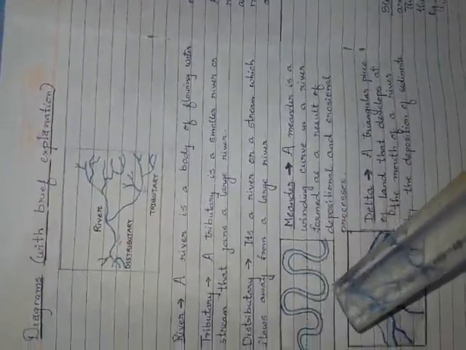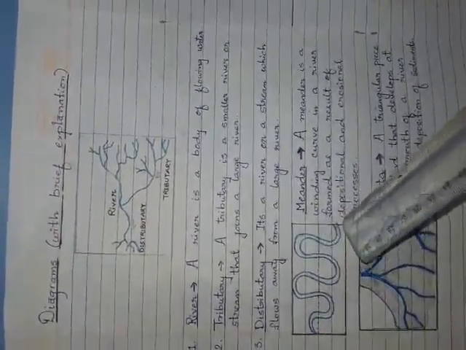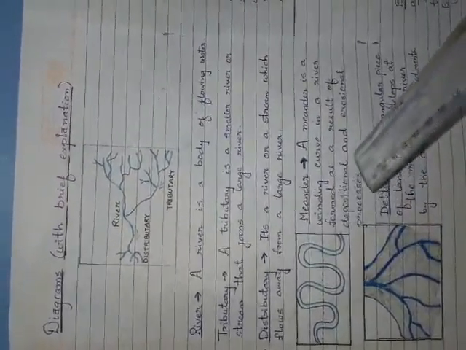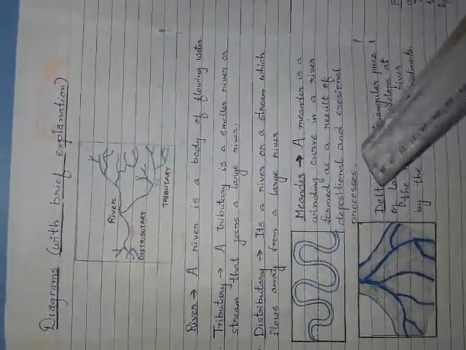So, when the rivers are flowing through ups and downs, then it gets curves and loops, and those curves and loops ultimately form a meander. It is actually formed as a result of deposition and erosion in which the sediments are deposited.